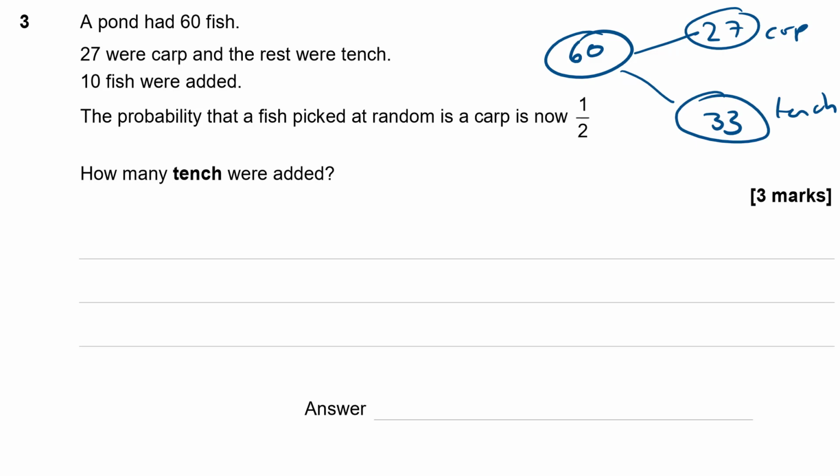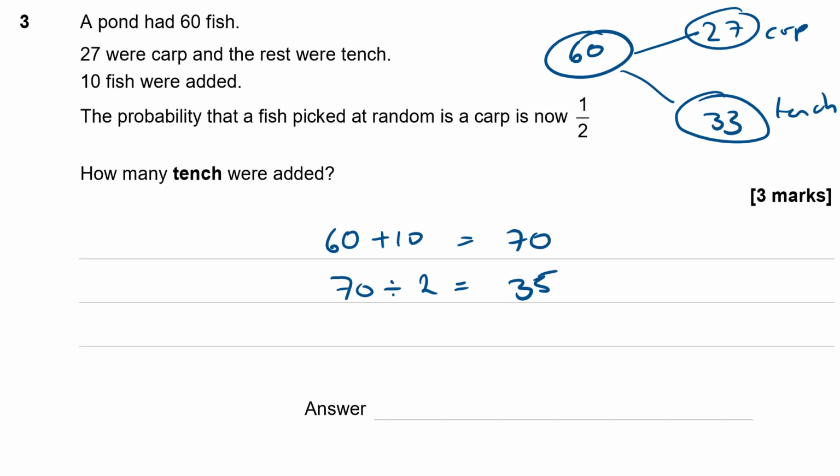Now it's going to be a probability of half. So if it's a probability of a half, it means that half the fish must now be carp. If I had 60 fish to start with and I add 10, I've now got 70 fish. Half of 70 is going to be 35. So I need to have 35 carp and 35 tench. So the probability of picking a carp is going to be 35 out of 70, which is the same thing as a half.